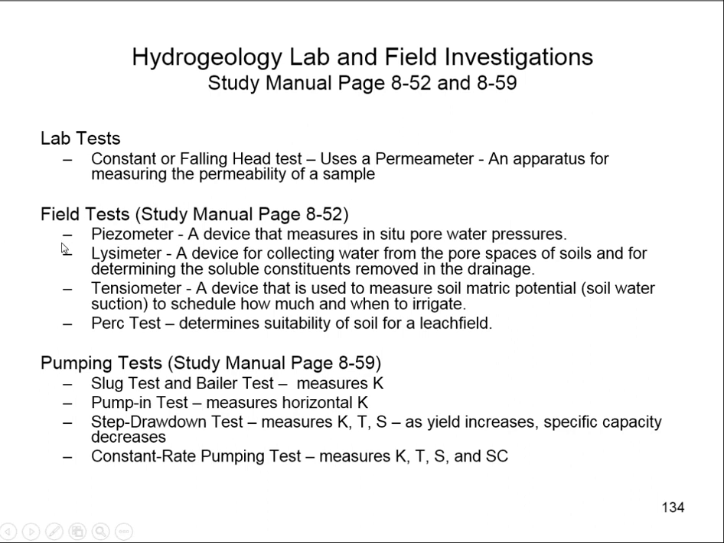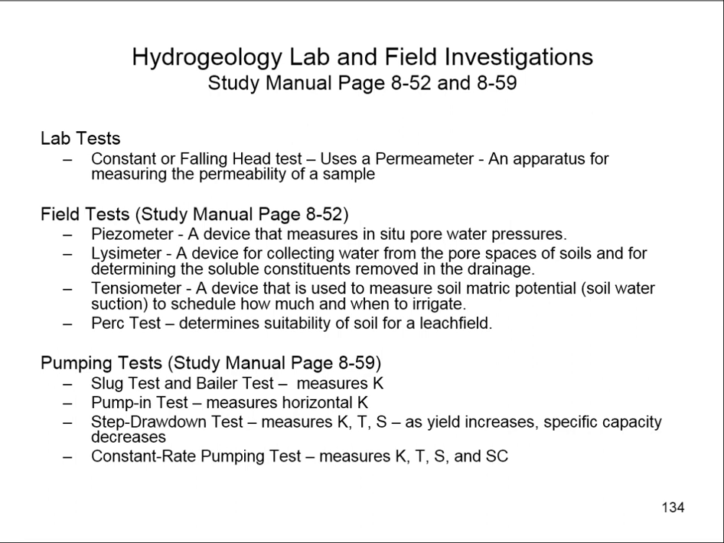We have different field tests. We can put in piezometers that measure the in situ pore water pressures. We see these usually in slopes and for landslides. Lysimeters are used to collect water out of the pore spaces. So think of the vadose zone, looking at what minerals are in that water. And so these are being placed in Napa Valley to look at how the soils impact the taste of the wine that is produced.